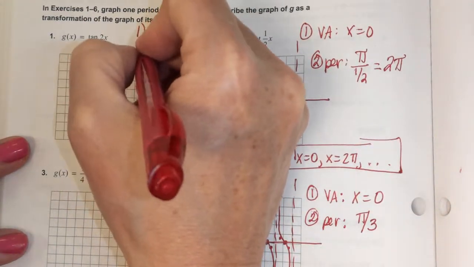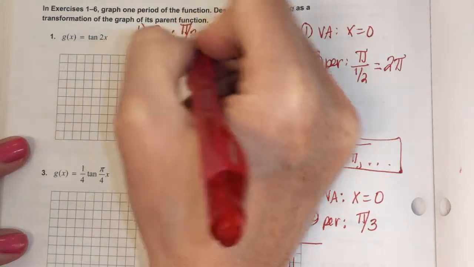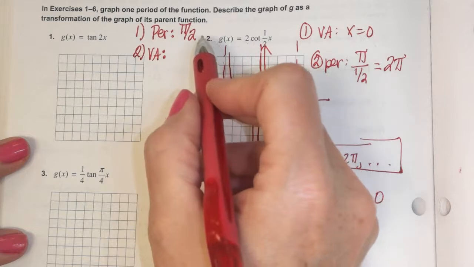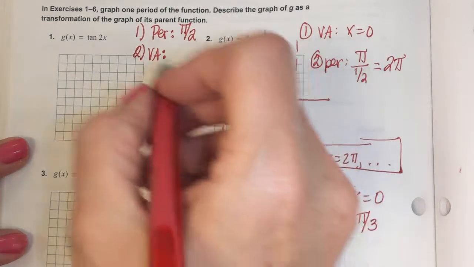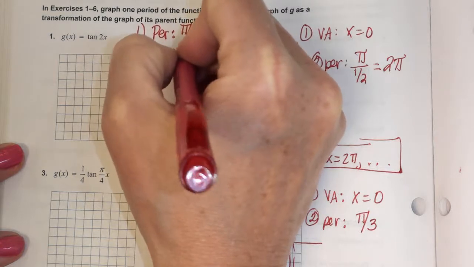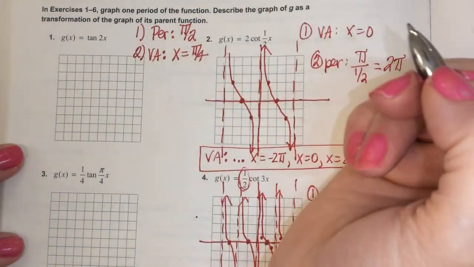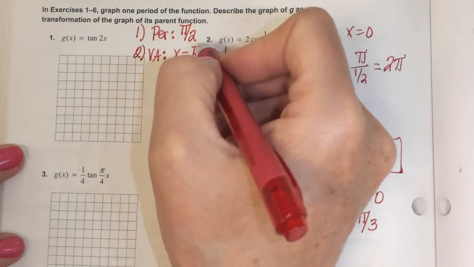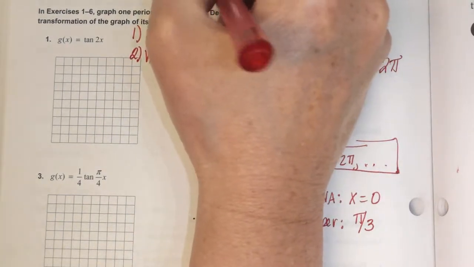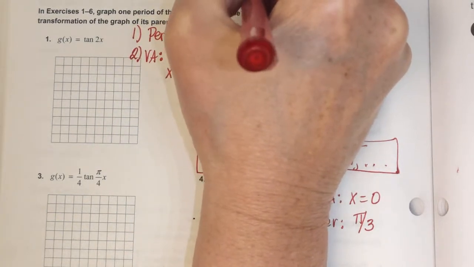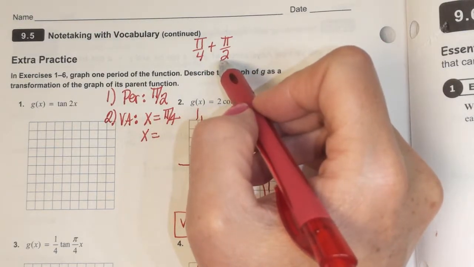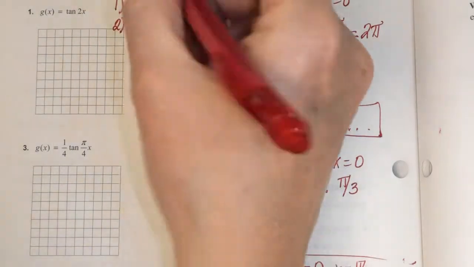Now to find my first vertical asymptote, what do I do to that period? Do you remember, everyone? Divide it by 2. Okay, so what's half of pi over 2? Pi over 4. Okay, so my first vertical asymptote is x equals pi over 4. Then to find another one, I just add on the period. So pi over 4 plus pi over 2, what's a fourth plus a half? 3 pi over 4, right?